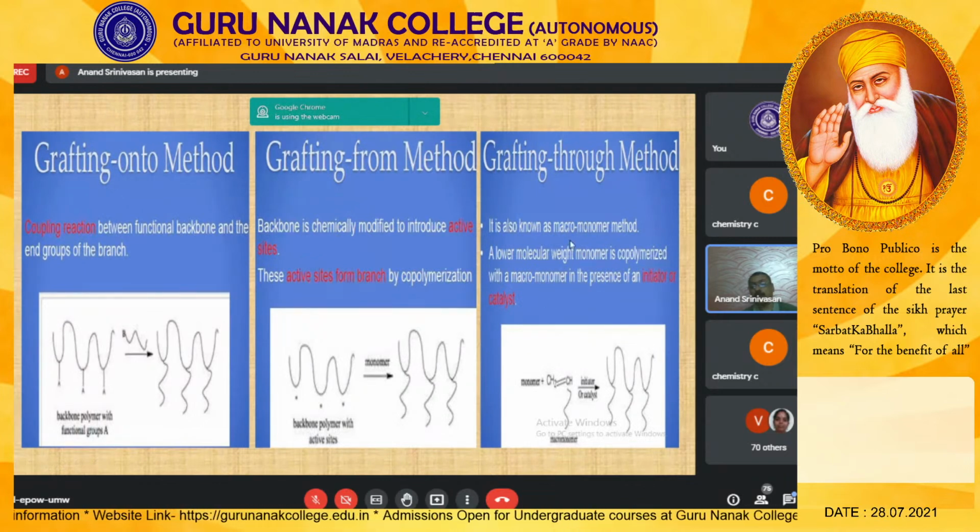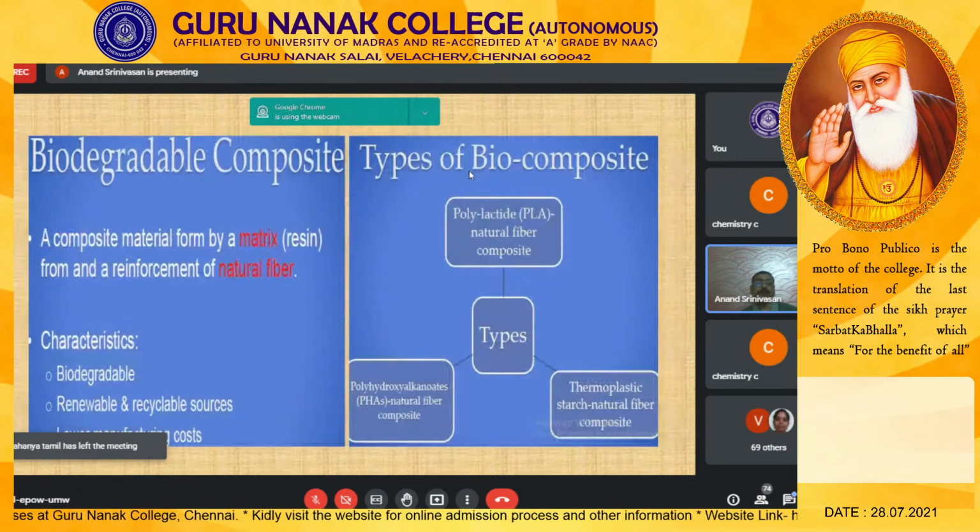So you have an oligomer and macromonomer in the presence of an initiator, which could be any initiator, and a catalyst. So when you do this, you can get grafting polymers. So biodegradable composites also you can provide.